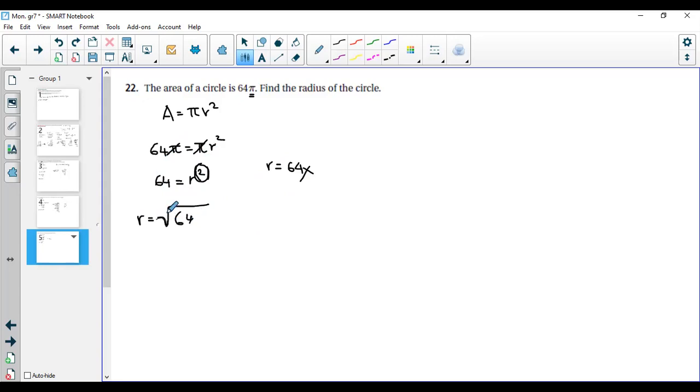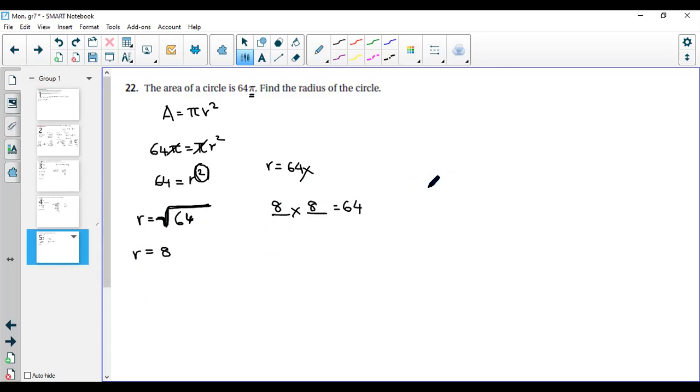Now, what is this symbol? This stands for square root, which means which number multiplied 2 times will give me 64. It should be the same digits. It cannot be different digits. Which same number multiplied 2 times will give me 64? This is what you need to find. So we have only 8 and 8 because 8 8s are 64. So the square root of 64 is 8, which means the radius is 8.